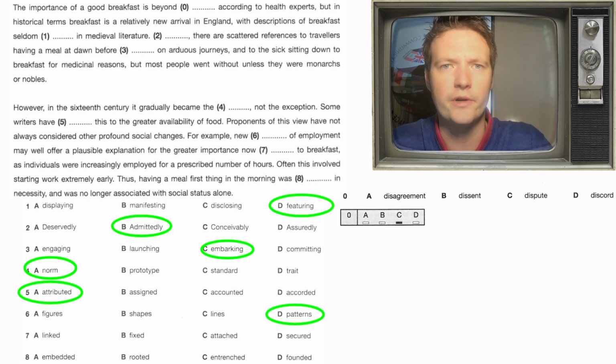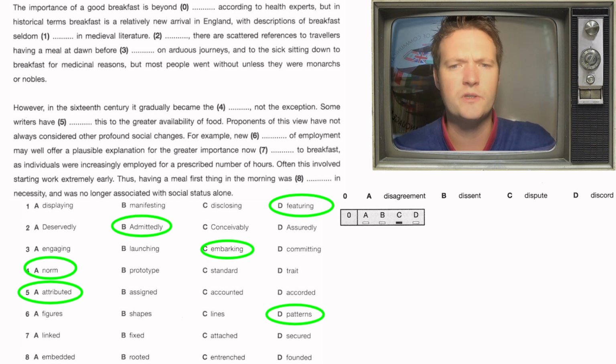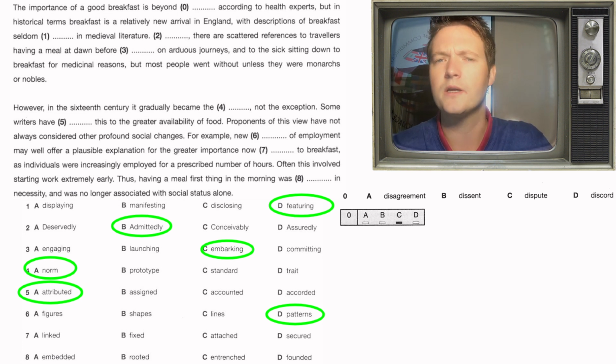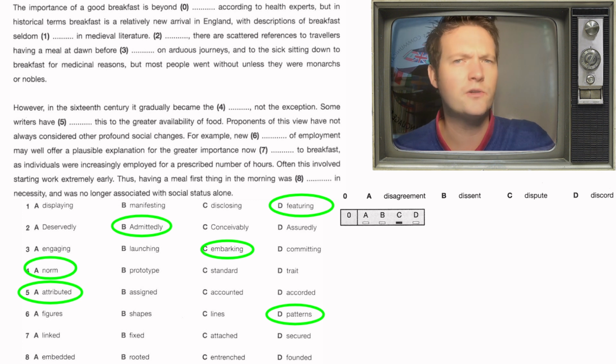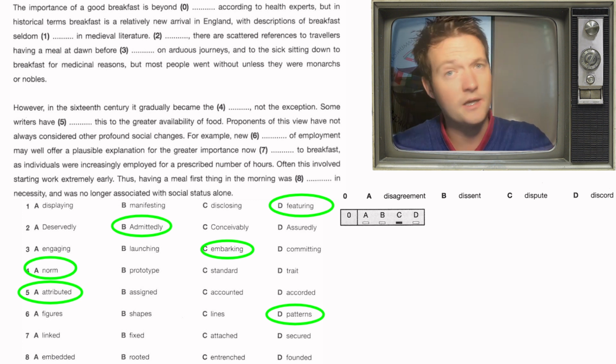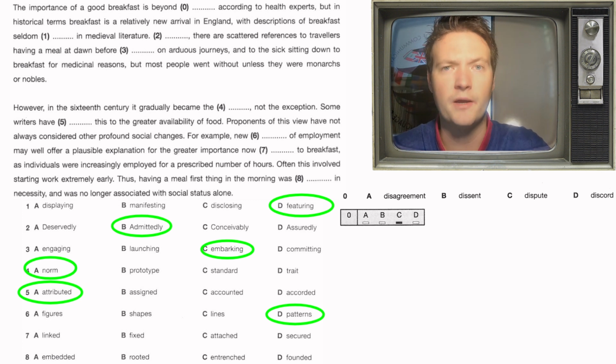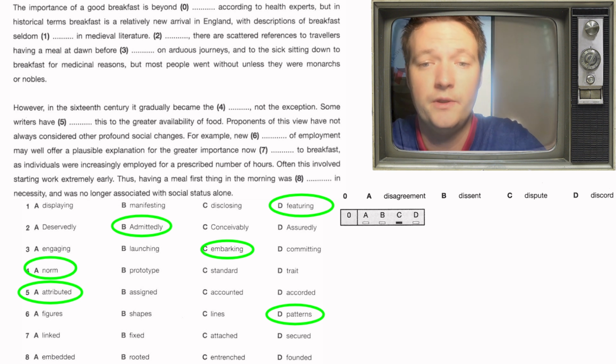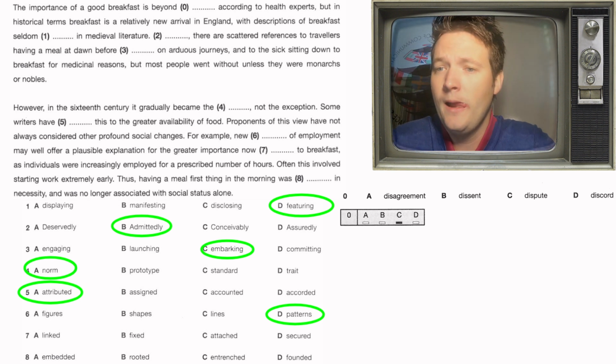So they wouldn't really be worrying about having breakfast. But once the Industrial Revolution comes along, I guess people are starting work at the time that the factory doors open. So there's time to plan ahead, get up, have breakfast, and then head to work. So I think it's new patterns of employment may well offer a plausible explanation for the greater importance now.